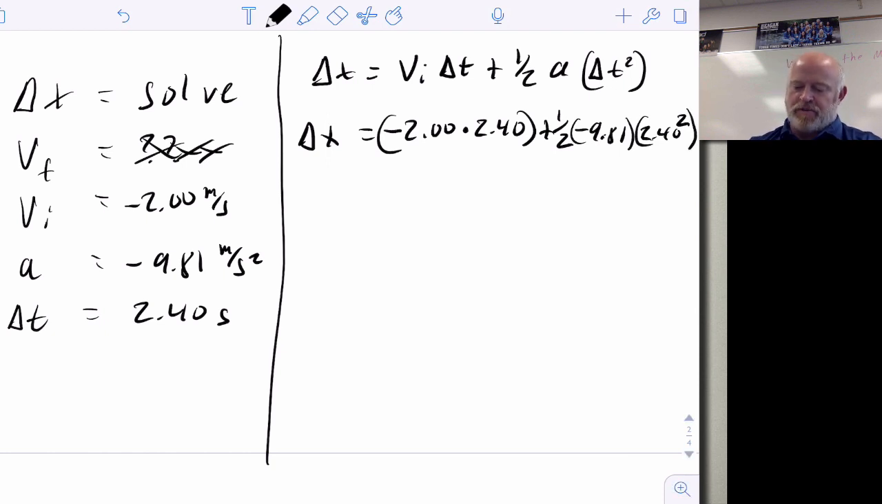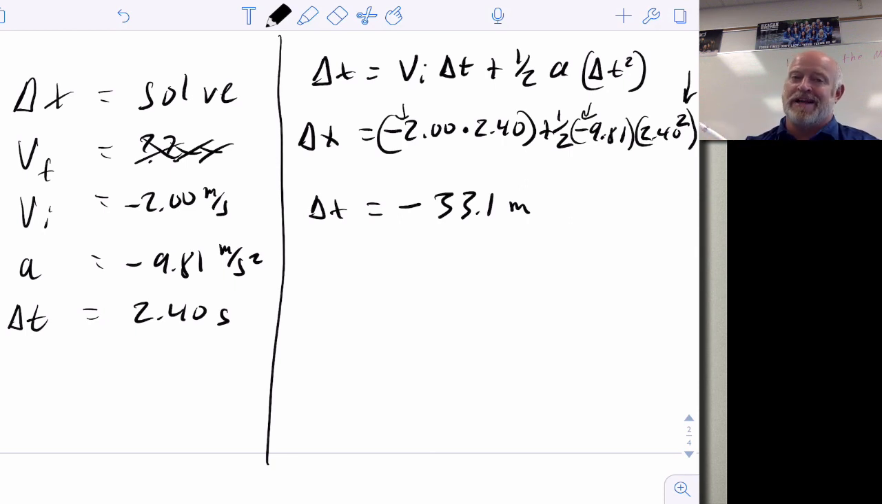If we plug all this into our calculator, do not forget the squared function here. That's pretty common. Don't forget your negative signs. People end up having problems with that. If we plug that all in and solve, we end up with an answer of a negative 33.1 meters. That's our delta x.